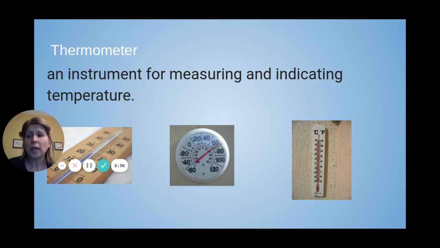In science, we use the metric system. In the metric system, we would use Celsius. Remember, we talked about this at the beginning of the year. Everywhere else in the world uses Celsius, so scientists have to speak with the other parts of the world. Now, in the United States, we use the standard system. In the standard system, we would use Fahrenheit. But since we're in science world, we have to use Celsius.